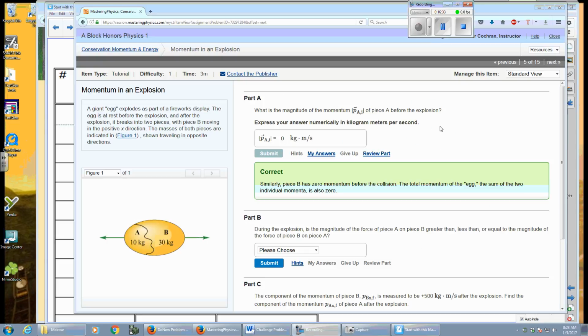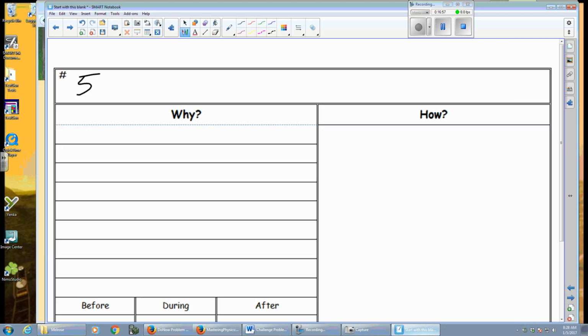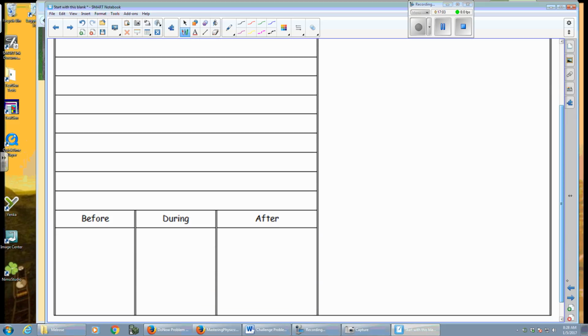All right. So let's look at number 5 here. This one does require our before, during, and after diagrams. So it's number 5. The giant egg exploding, right after Shay taking the slap shot. So you probably, the only writing you need to do here is something like momentum is conserved.